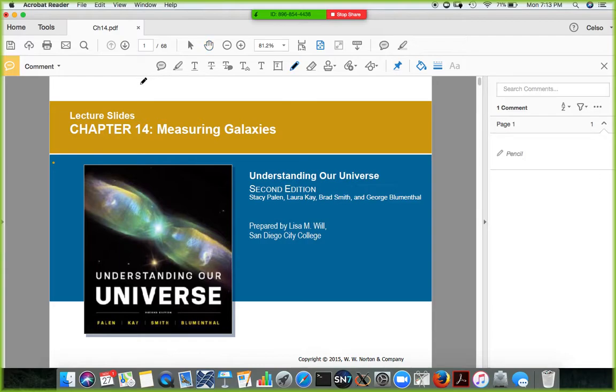And they are the so-called spiral galaxies, elliptical galaxies, and the so-called irregular galaxies. And then we are going to outline what are the main differences between those types of galaxies.